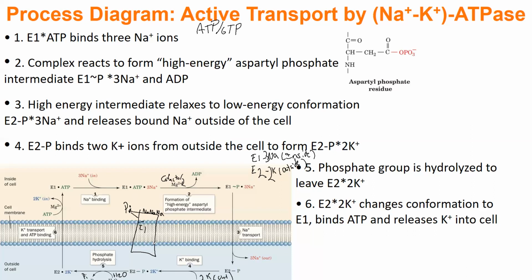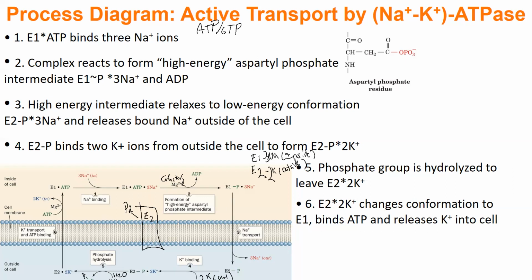This high energy form of our enzyme will allow sodium to go outside the cell. So sodium is transported through, or sorry, outside of the cell. And when that happens, we have a conformational change. The enzyme still has phosphate, but now it's in the E2 form.